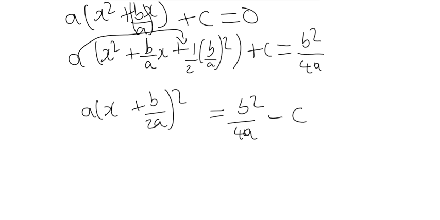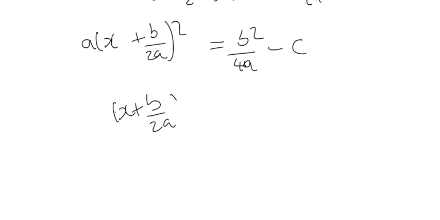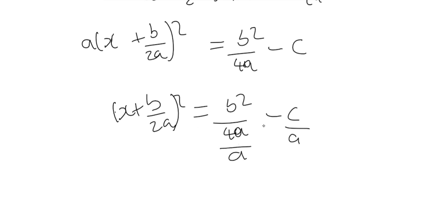So at this moment what we're going to do is get rid of a on both sides. On the left hand side, we're going to get x plus b over 2a, squared on this side, and then b squared over 4a on this side minus c, but we're going to divide by a as well, because if we divide on the left to get rid of a, we're going to have to do it on this side as well.